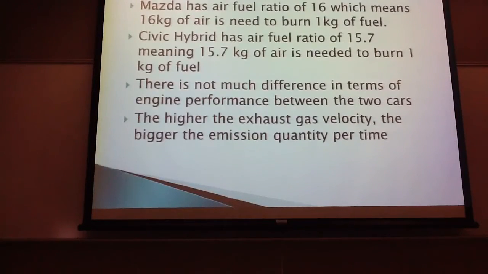In conclusion, Mazda has an air-fuel ratio of 16, which means 16 kilograms of air is needed to burn 1 kilogram of fuel. Civic Hybrid has an air-fuel ratio of 15.7, meaning 15.7 kilograms of air is needed to burn 1 kilogram of fuel. This means there is not much difference in engine performance between the two cars, so you don't necessarily need to buy a hybrid versus a regular car. The higher the exhaust gas velocity, the bigger the emission quantity per time.